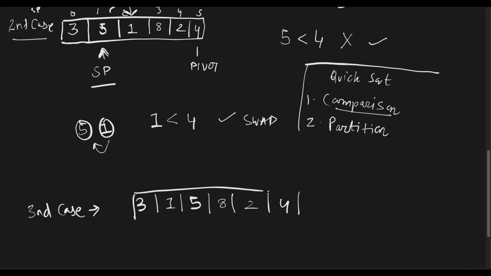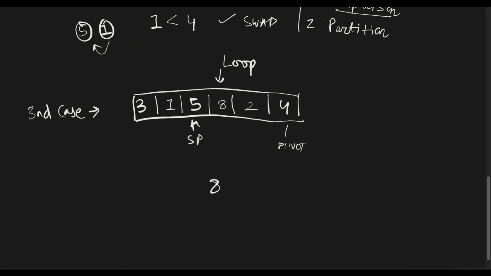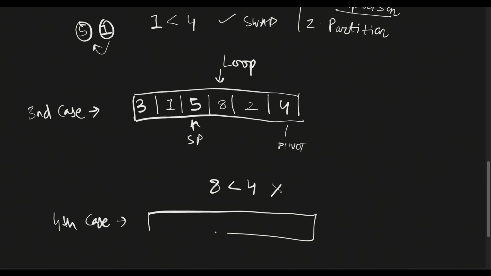Now my secondary pointer increments here, my loop is here, and my pivot is here. Now I'll see, is 8 less than 4? No, so I'll move forward to the fourth case. My loop gets incremented, and my secondary pointer remains the same. 8, 2, 4: my SP is here, my loop position is here, and my pivot is here.